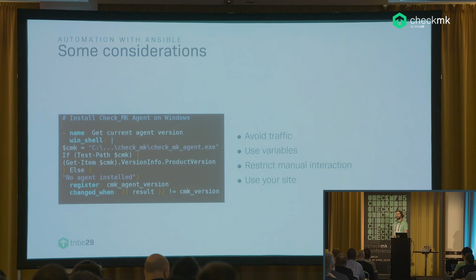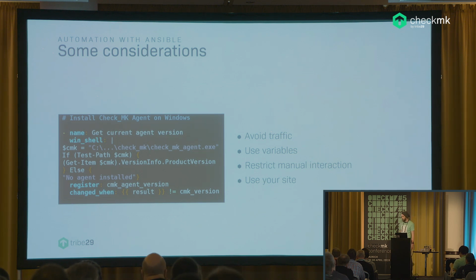The Windows agent 1.5 is about 5 megabytes. It doesn't sound like a lot, but if you scale that to 1,000 hosts and you do that once a week or even once a day, then it's definitely going to add up. So just try to avoid traffic as much as possible. At least that's what I'm doing, even if it's just small traffic.